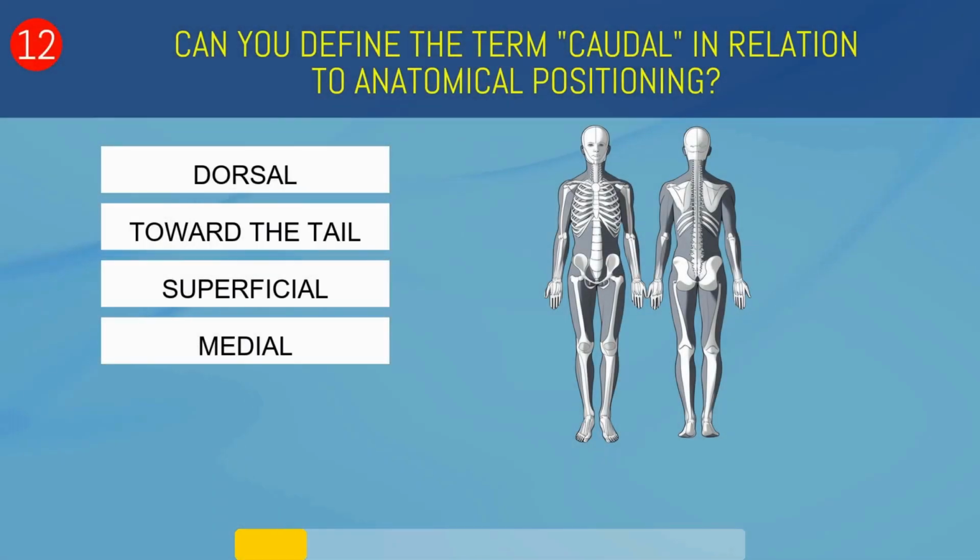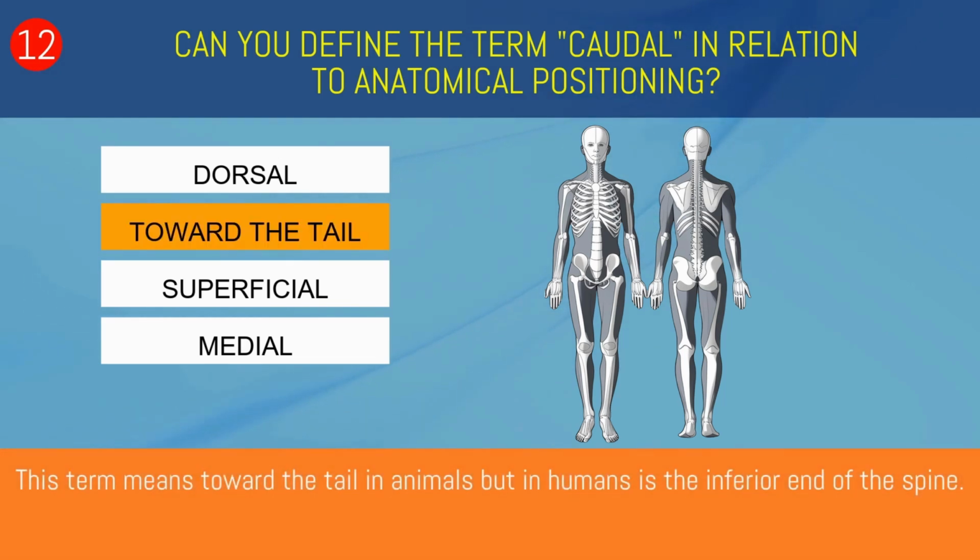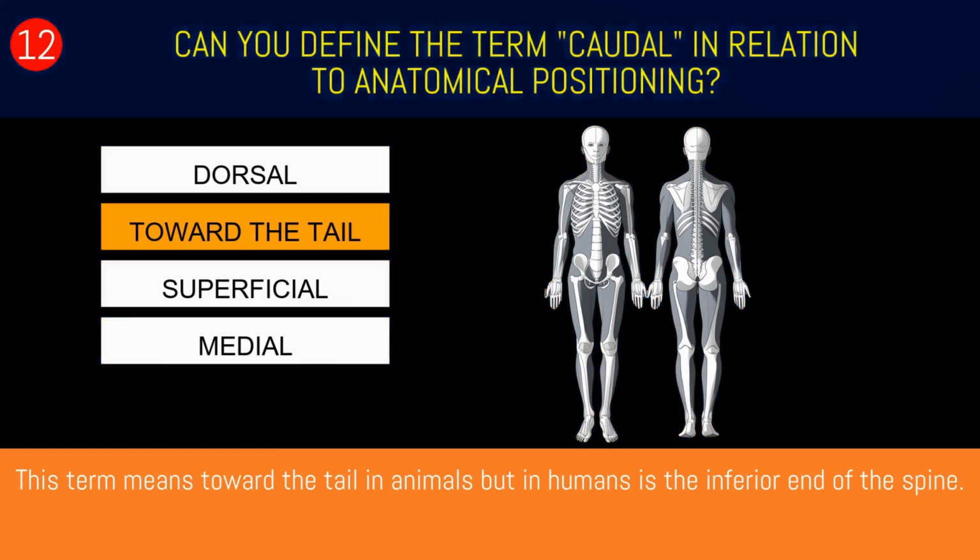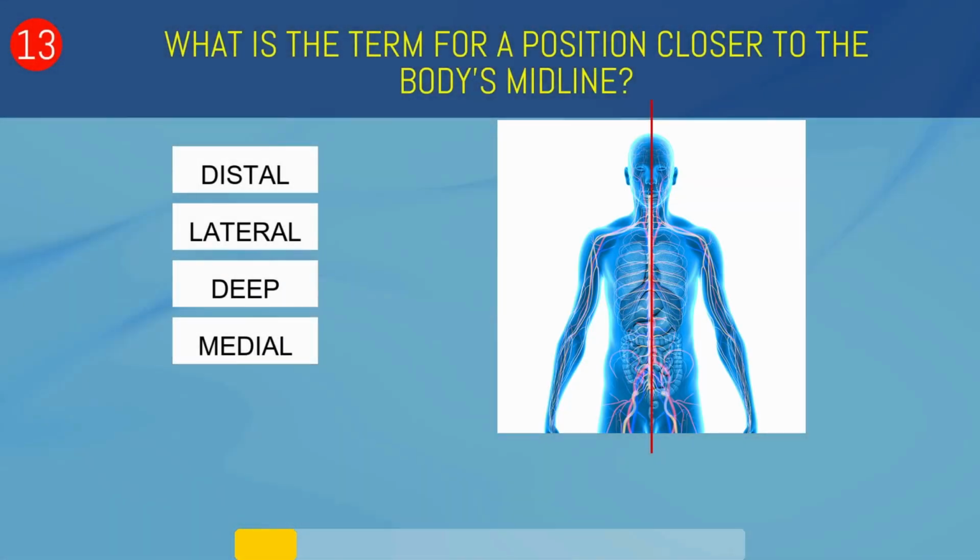Can you define the term caudal in relation to anatomical positioning? Dorsal, toward the tail, superficial, or medial? Towards the tail. This term means toward the tail in animals, but in humans means the inferior end of the spine.